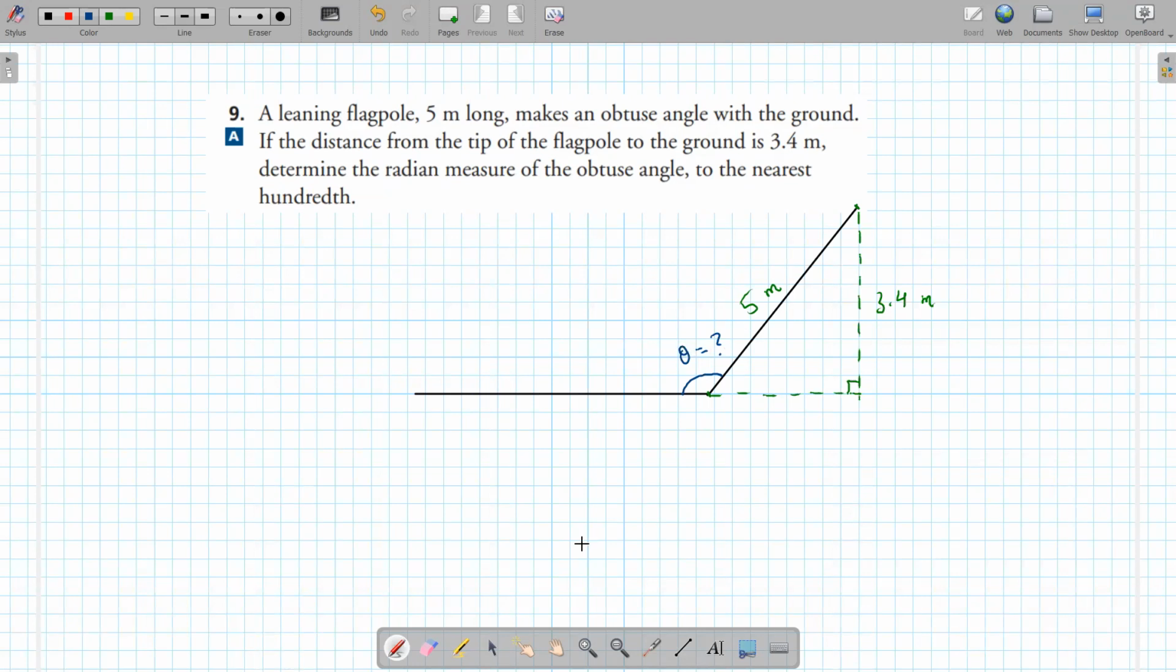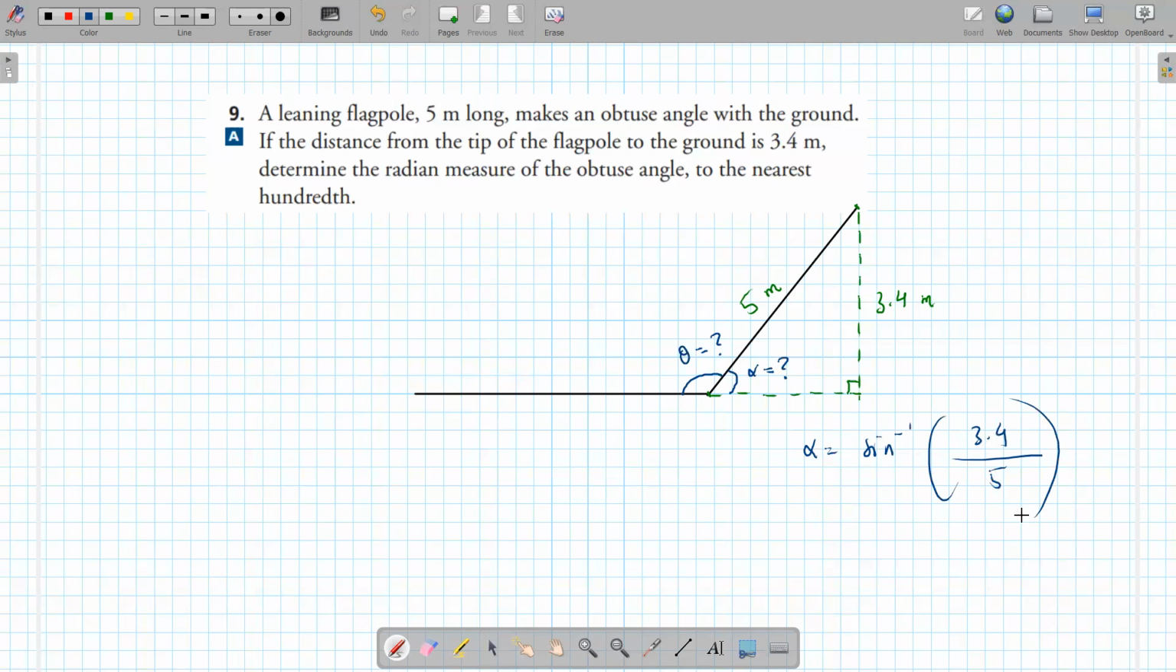Alrighty. Any ideas on how to approach this? I'll give you a hint. You need to first find the acute angle. Once you have the acute angle, you can do 180 minus, or pi minus that, to get theta. How do we find that acute angle? When the angle is missing, you need to do inverse. So this one's going to be either sine inverse, cosine inverse, or tan inverse. It's sine inverse. So theta is going to be sine inverse of the opposite, 3.4, divided by 5.